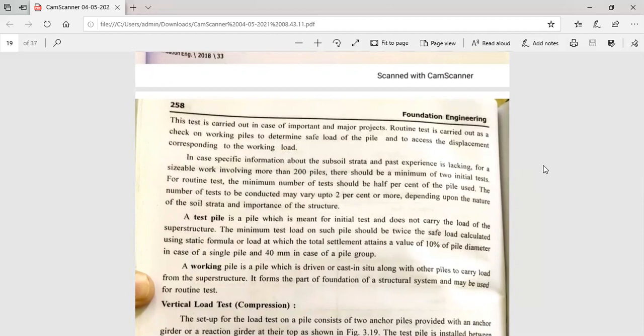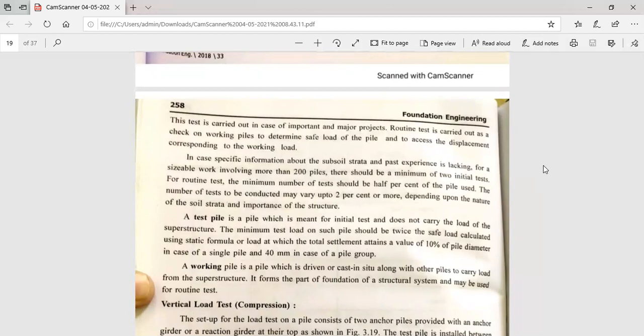So a test pile is a pile meant for the initial test and does not carry the load of the superstructure. The minimum test load on such a pile should be twice the safe load calculated using a static formula, or the load at which the total settlement attains a value of 10% of the pile diameter in the case of a single pile, and 40 mm in the case of a pile group.